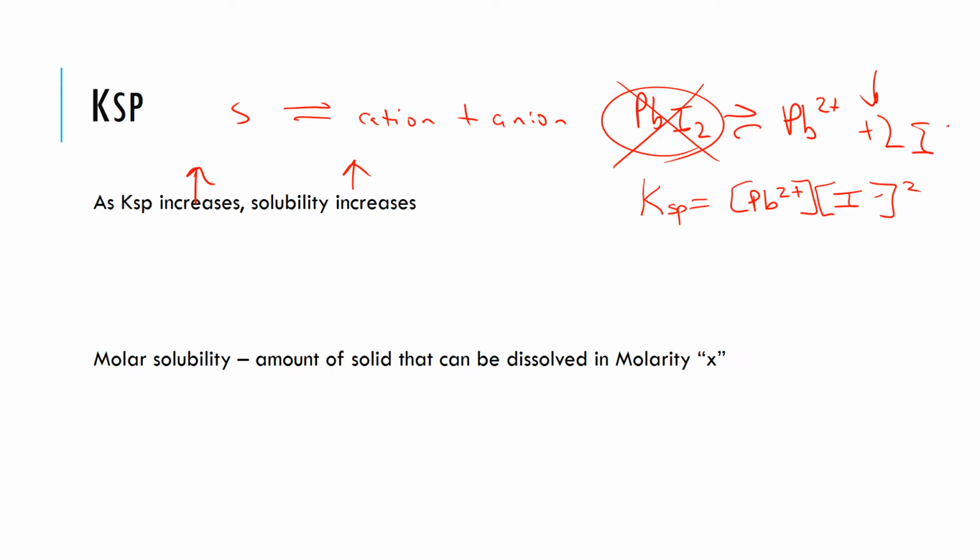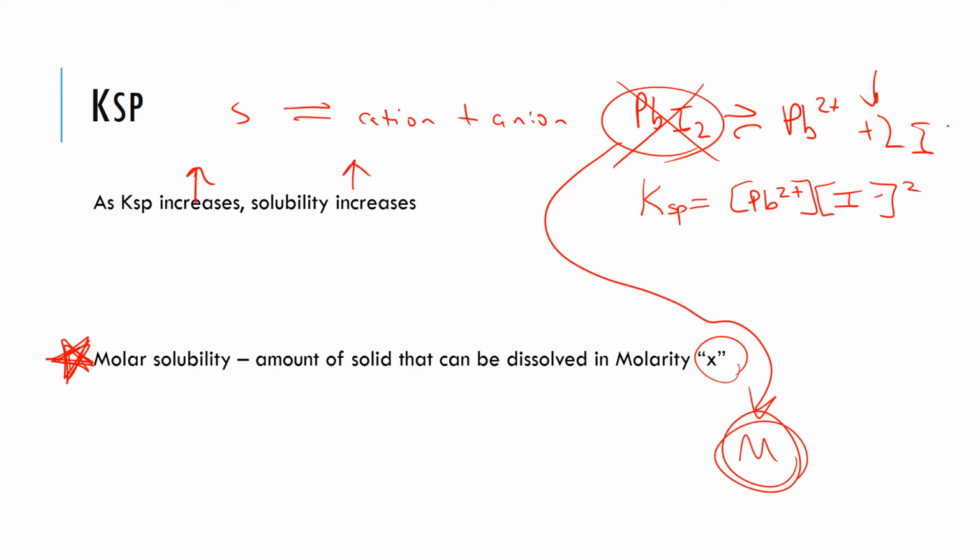So one thing that you need to make sure that you pay attention to that's a little bit different from KC and KP is molar solubility. Anytime they want molar solubility, that is X. It is the amount of solid that can be dissolved, and it's measured in molarity. So this solid has whatever molarity we find that solid to be, that is your molar solubility.